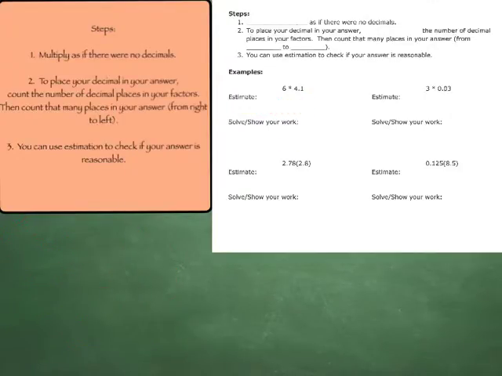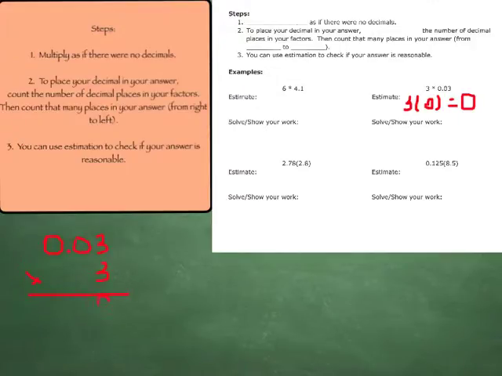Now let's look at example number 2. We first estimate. 3, we can leave as 3, times 0.03 is close to 0. 3 times 0 is equal to 0. So our answer should be close to 0. Now let's write it out. Remember, I put the longer number on top. Times 3. Multiply like you normally would.